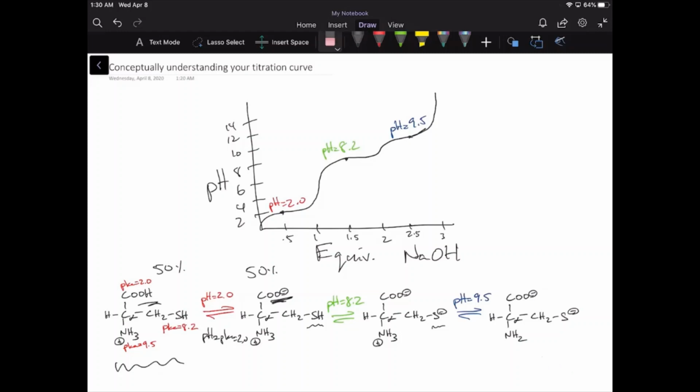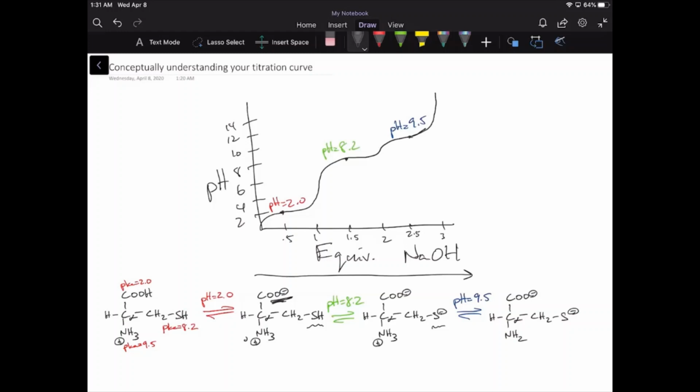Okay, so the idea here is that I want to understand what's going on as we go through our titration curve and see if we can come up with some conclusions about our buffering region. As we go across our titration curve from left to right, we're adding NaOH, and what NaOH is doing is effectively deprotonating our amino acid. Now, let me ask you this question. What did we say was the definition of a perfect buffer?